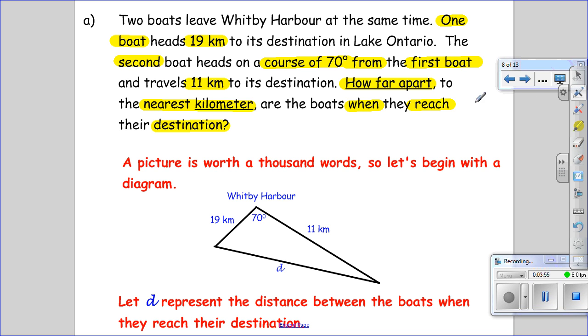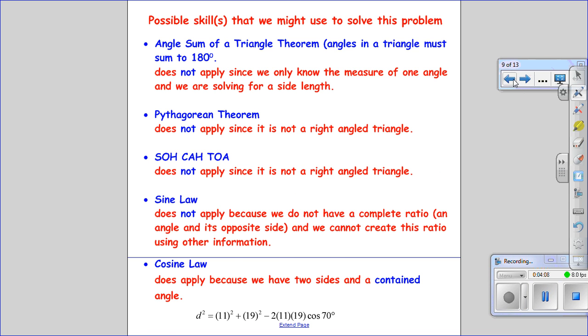I'm going to go back to the next slide because I made a mess of that diagram, and we're going to have a look again. So what do I have? I have one missing side, and it's opposite the angle I know. Well, and I know the other two sides. That seems to me that it's a classic cosine law question.